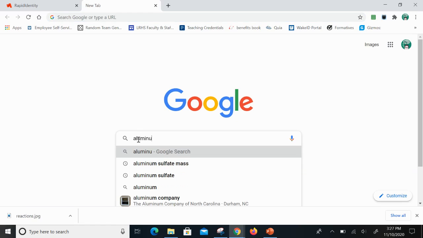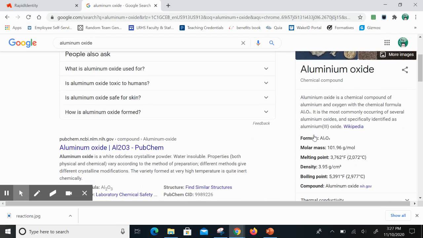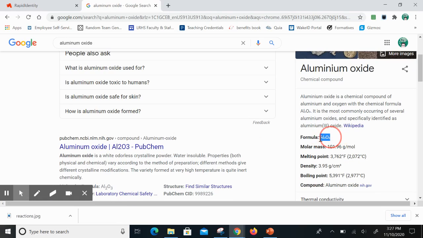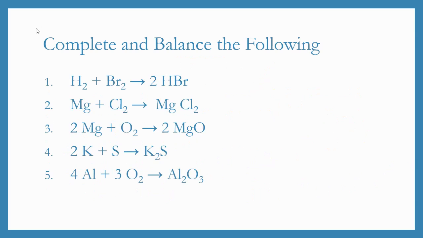Aluminum oxide, right? Al2O3 is what it is. Look, I can even make a cool circle. Al2O3 is what it is. There's no turning around from that. That's what aluminum and oxygen do when they get together. So that's why you have to do the subscripts there while you're neutralizing the charge.